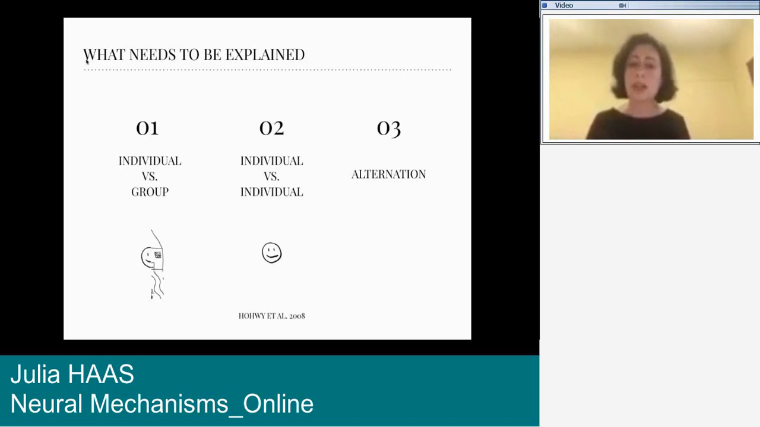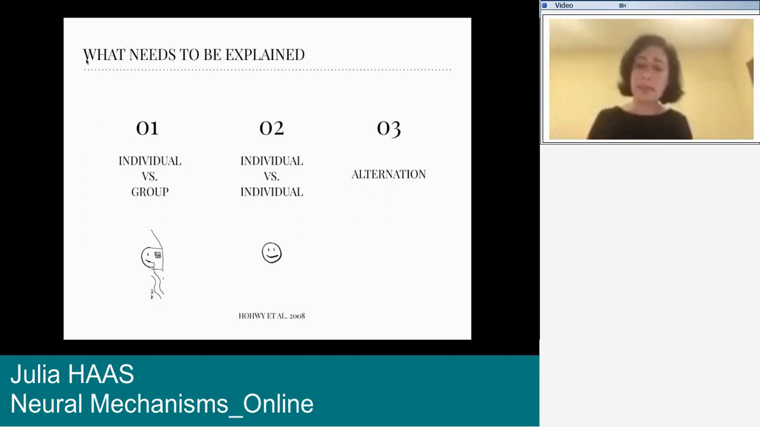Our second question, which is the individual versus individual selection, is, okay, having set aside the question of the combination percept, why is it that I see a face or a house, right? Why does the participant see a face or a house, one or the other?